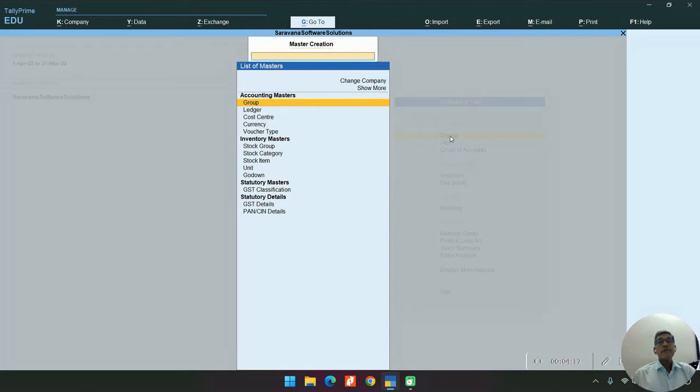Under accounting masters, there are five different headings. One is called group. The second is ledger. The third is cost center. The fourth is currency. The fifth is voucher type. Similarly, under inventory masters, we have stock group, stock category, stock item, then unit of measure, then godown.